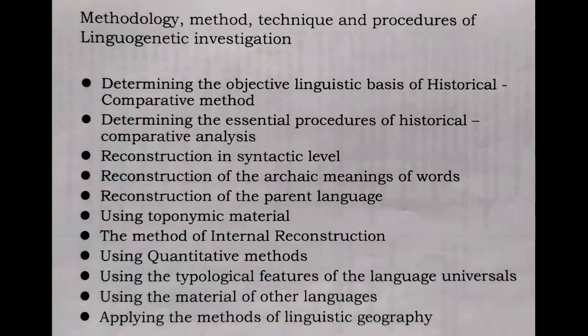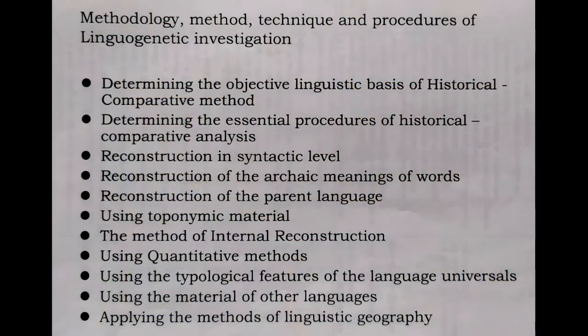Now, a few words about methodology, method, technique, and procedures of linguogenetic investigations like the history of the English language. What should we pay attention to in learning the history of any language, be it English, German, French, Italian, Russian, Uzbek, or other languages? The following should be taken into consideration. The first is determining the objective linguistic basis of the historical comparative method.